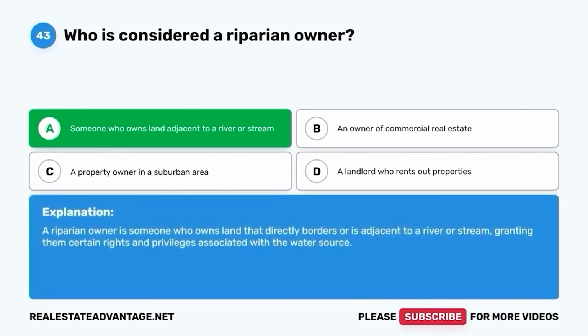A riparian owner is someone who owns land that directly borders or is adjacent to a river or stream, granting them certain rights and privileges associated with the water source.